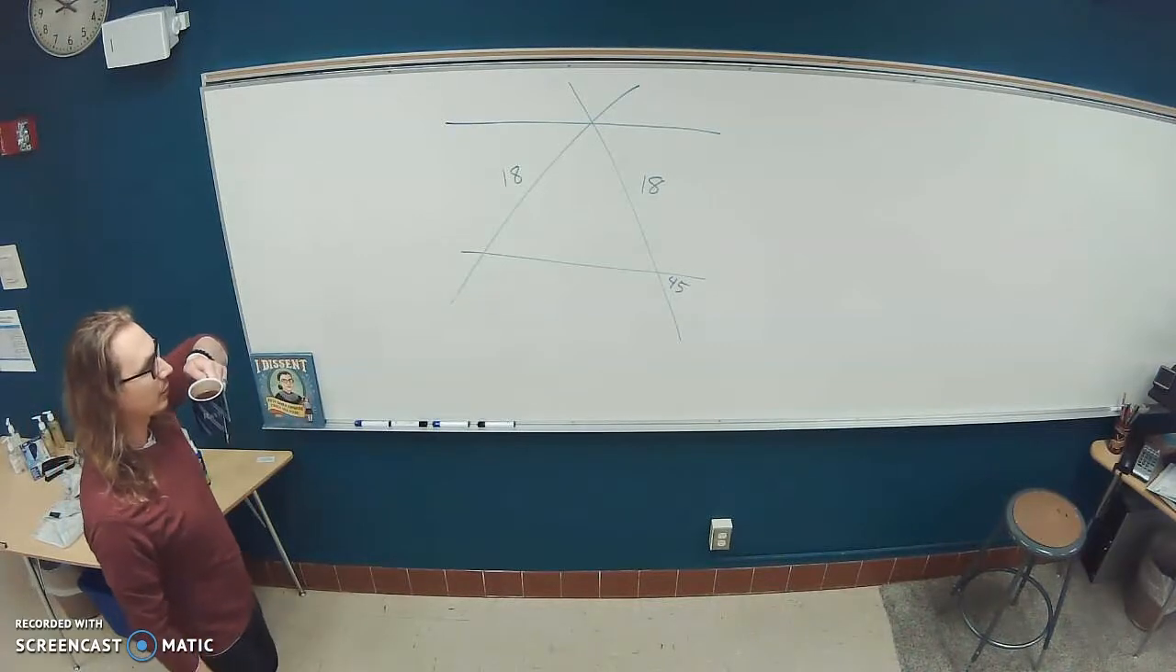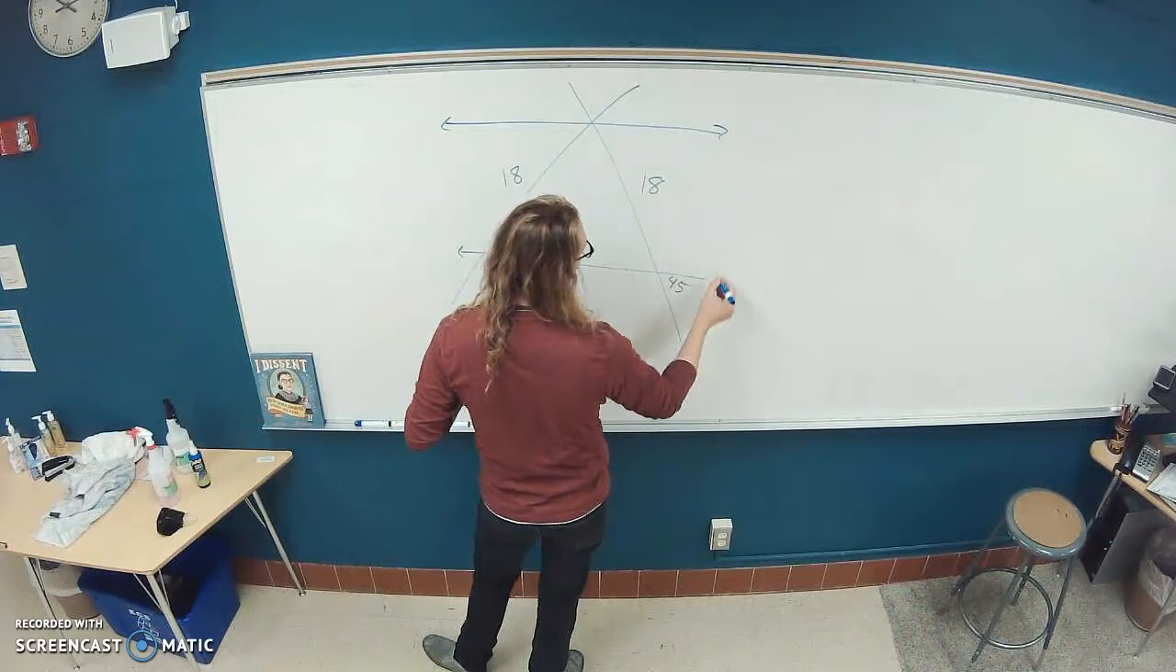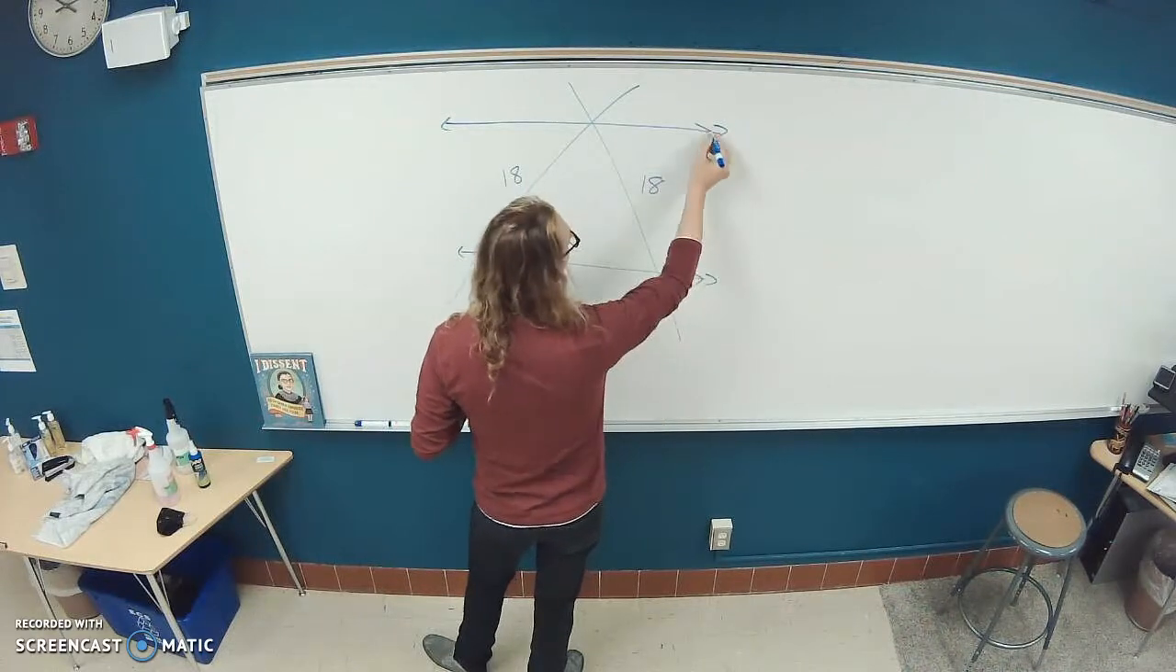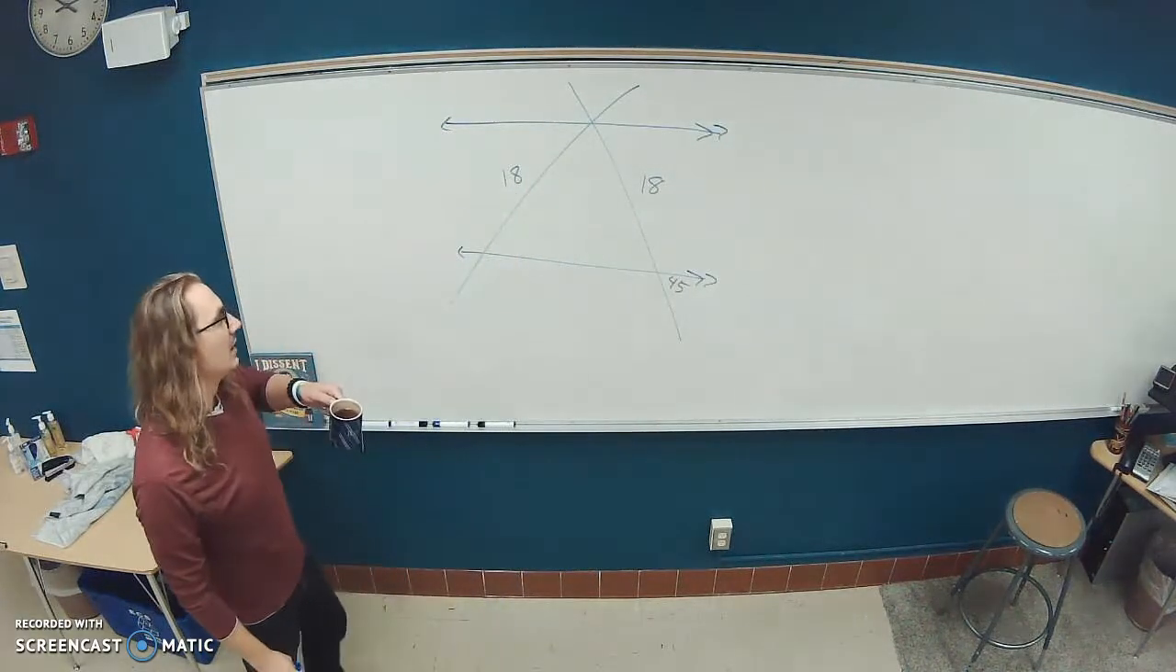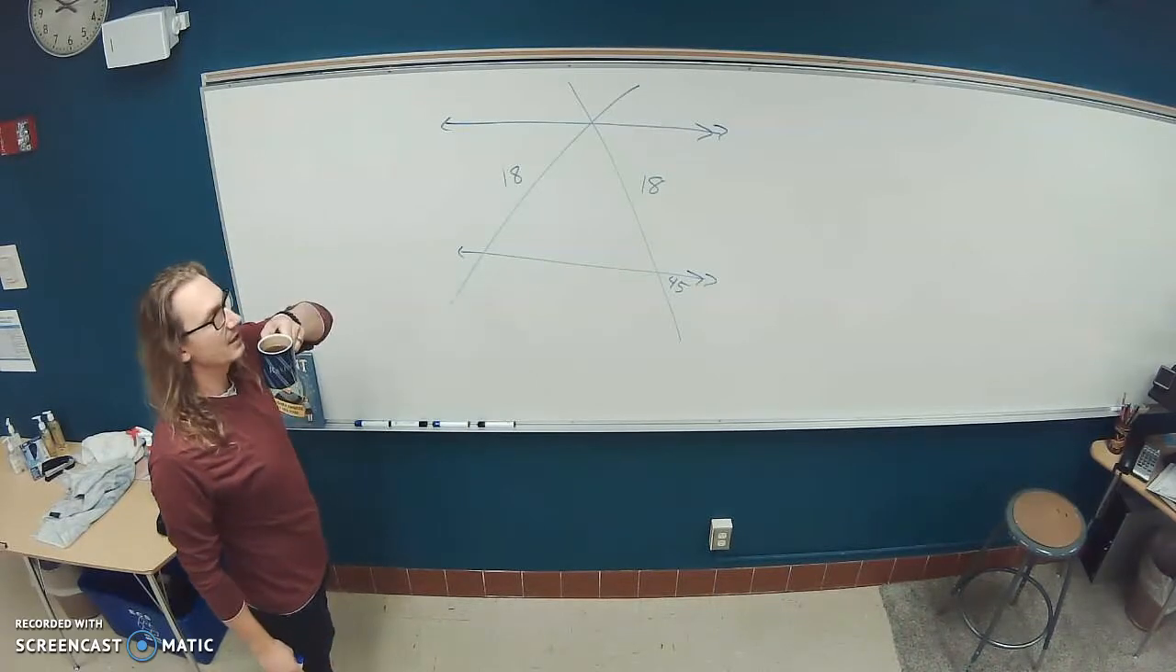Looking at this triangle that we have created, we've got 2 parallel lines, we've got transversals here. Can we solve for missing sides and missing angles? Let's find the rest of the angles.